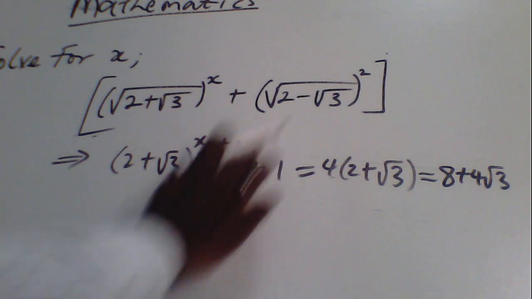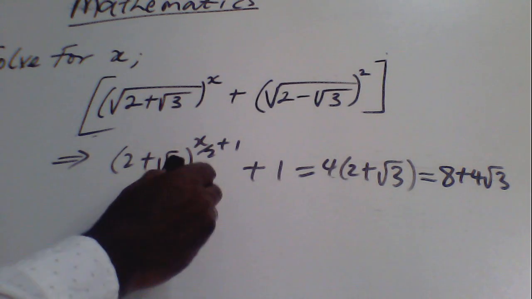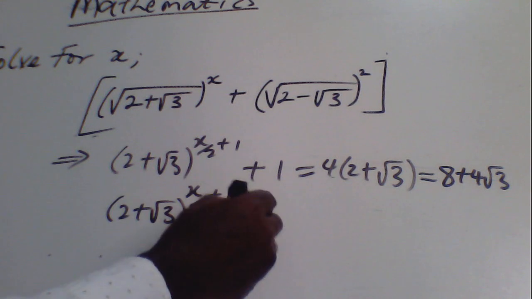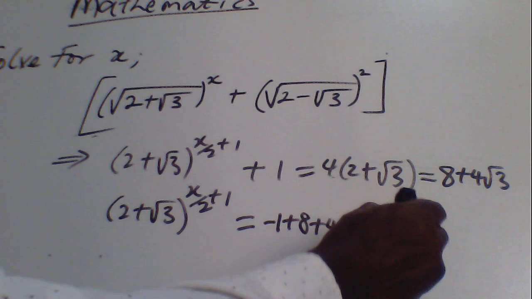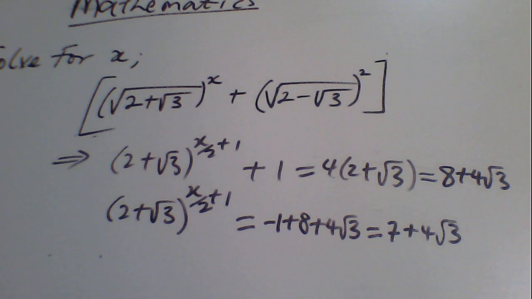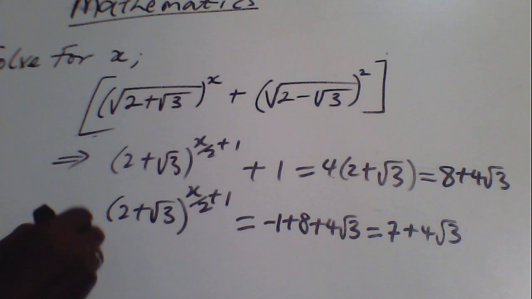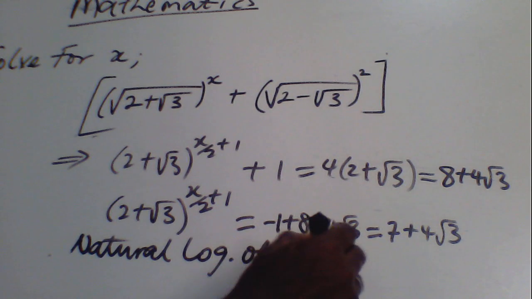So from here, plus 1 crosses the other side, crosses the equal sign. We have (2 + √3) raised to the power x divided by 2 plus 1 is equal to minus 1 plus 8 plus 4√3, and we have 7 plus 4√3. So what is the next thing we have to do? So the next thing is to find the natural logarithm of both sides of the equation in order to solve for x. Find the natural logarithm of both sides.